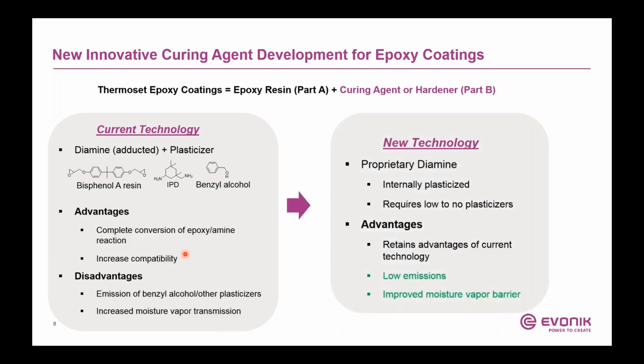So in that case, we developed new technology utilizing a proprietary diamine, which is internally plasticized, so it requires low to no plasticizers. The advantage here is that you get similar performance to a standard curing agent, but because there are no external plasticizers, there are very low emissions and, again, improved moisture vapor barrier properties.